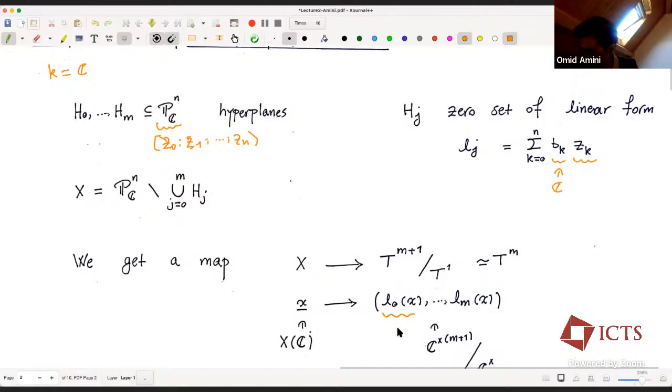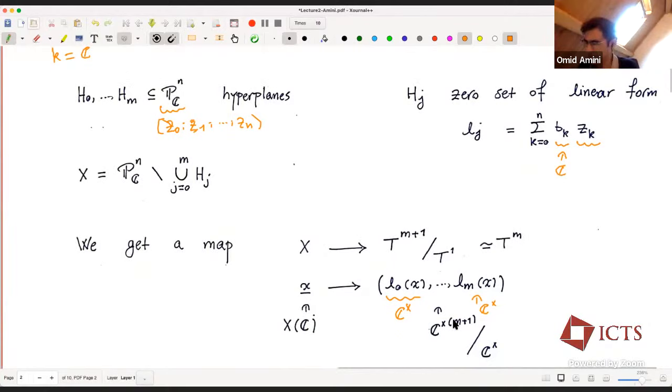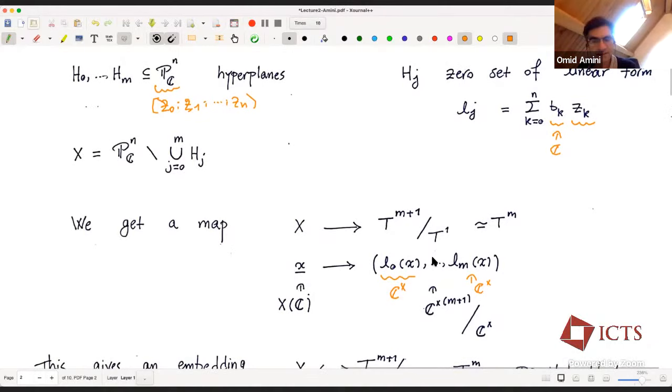Since x is in the complement of H0, this is non-vanishing, so it lives inside C star. And you see all the coordinates are non-vanishing, because we are removing the zero set of all these linear forms. And instead of viewing this as just an element of C power m plus 1, you have the diagonal action of C star, which is obtained by multiplying every coordinate by the same scalar. So you just take the quotient. It means that you identify two points in C star power m plus 1 if there is a scalar lambda in C star such that the second one is obtained by multiplying all the coordinates of the first one by the same lambda.